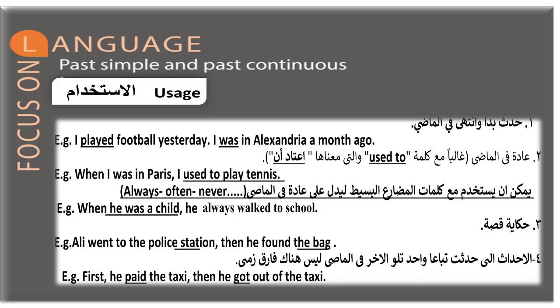بستخدمها أيضا في stories قصص. أي قصص بستخدم فيها الأزمنة past and past simple is one of those tenses. For example, Ali went to the police station. Then he found the bag or the حقيبة. الأحداث التي حدثت برضو تباعا واحد تلو الآخر في الماضي وليس هناك فرق يعني. For example, first he paid the taxi. يعني أولا هو دفع التاكسي, then he got out of the taxi وبعدين نزل التاكسي.